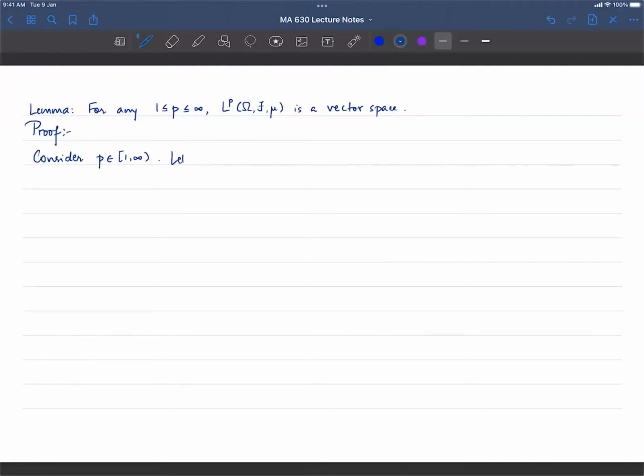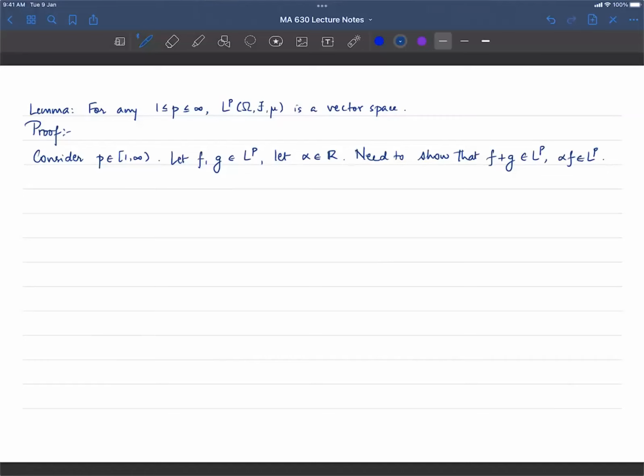So let f, g be in L^p. By the way, I'm not going to say omega, F, mu again because you know what it is. Let alpha be in R. What do we want to show? We need to show that f plus g is in L^p, and we need to show that alpha f is in L^p. If we can do these two things, then we'll have L^p of omega, F, mu as a vector space. Any questions?